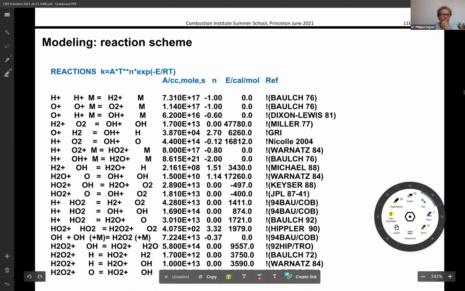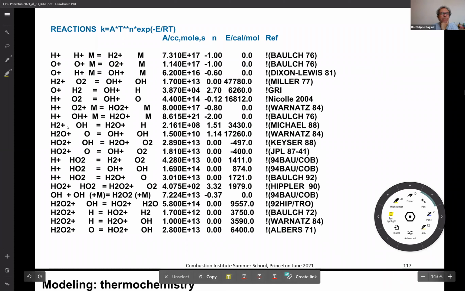Among these reactions, some of them are of particular importance, as I told you before. This is the main branching reaction, H plus O2 giving OH plus O, and H plus O2 plus M giving HO2, which is competing with the previous one.